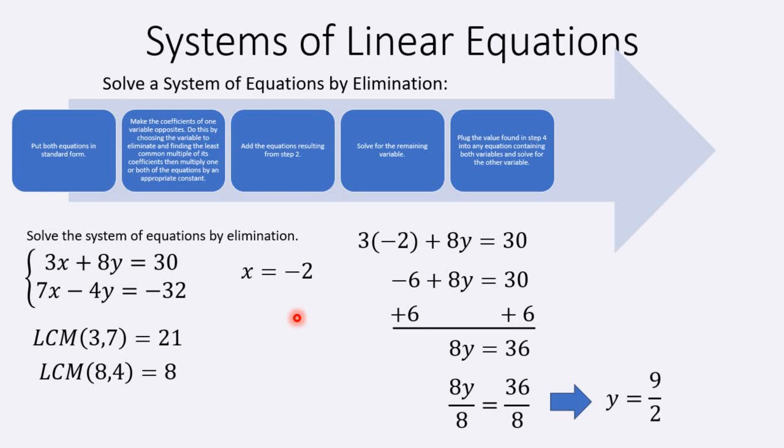4 goes into 36 9 times. 4 goes into 8 2 times. And that's my solution. The ordered pair would be (-2, 9/2). We would just need to check the answers to make sure they actually work. Check them by plugging them in and checking to make sure they're actually the solutions. But these are the actual solutions. And this is how you solve a system of equations by elimination.